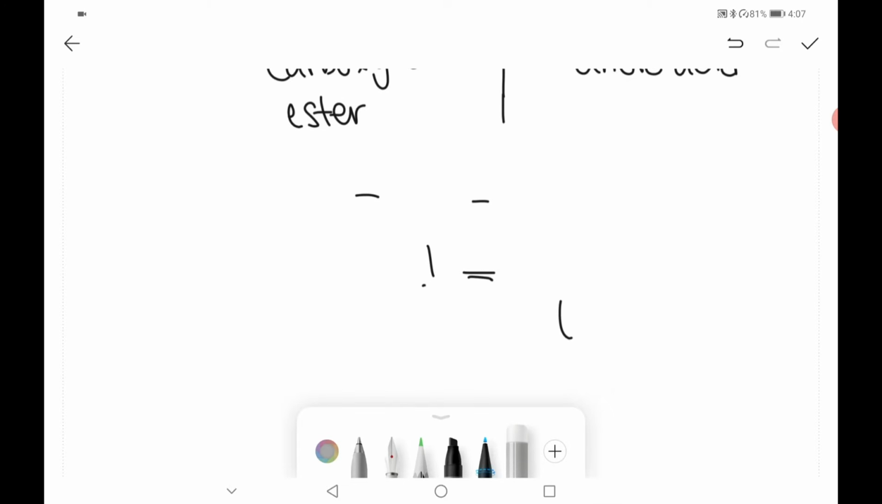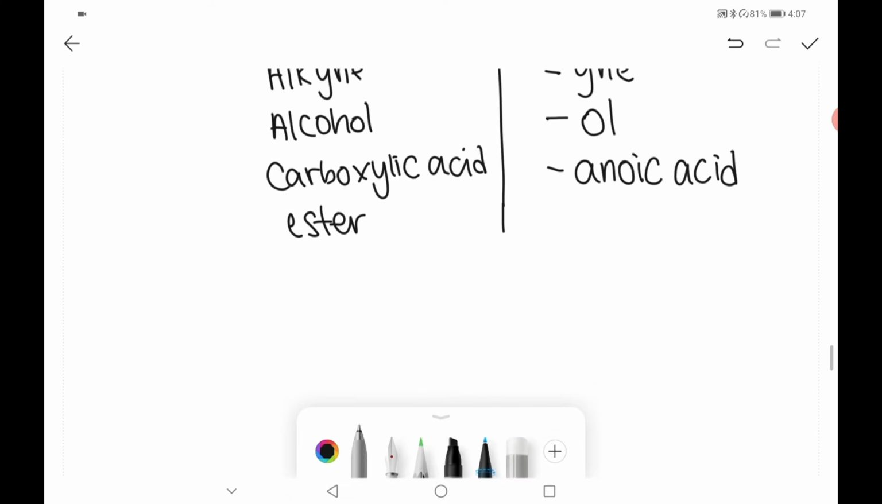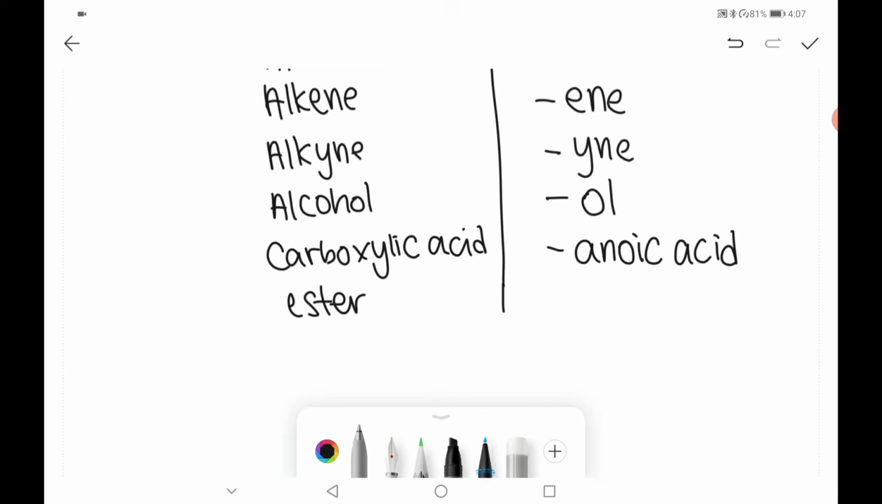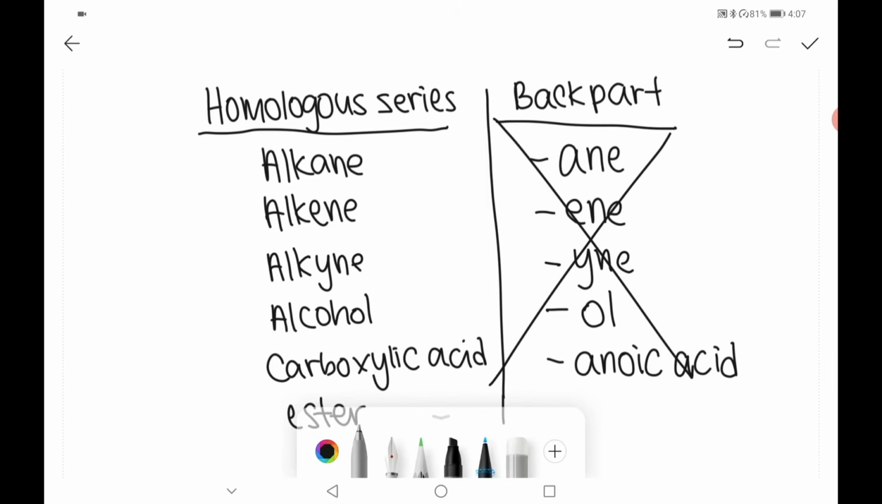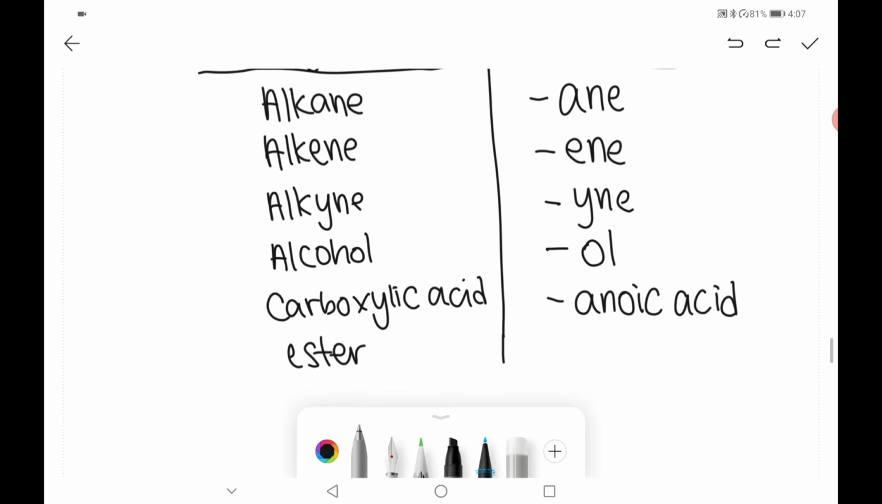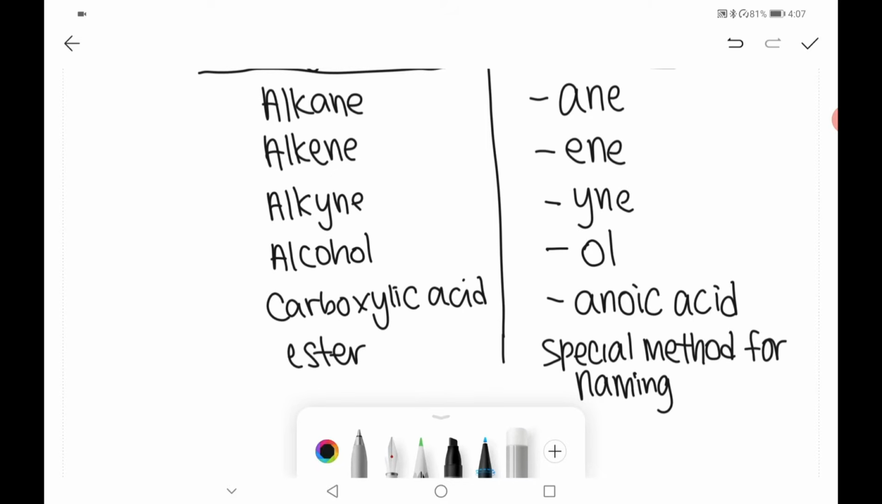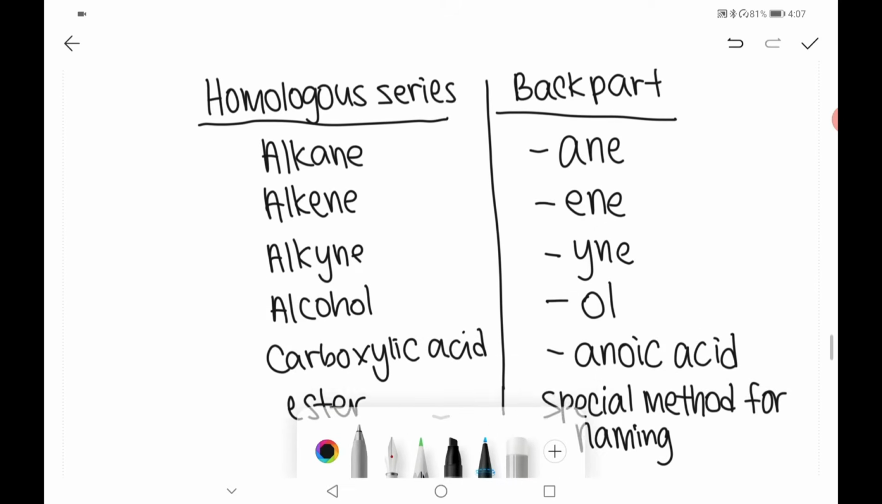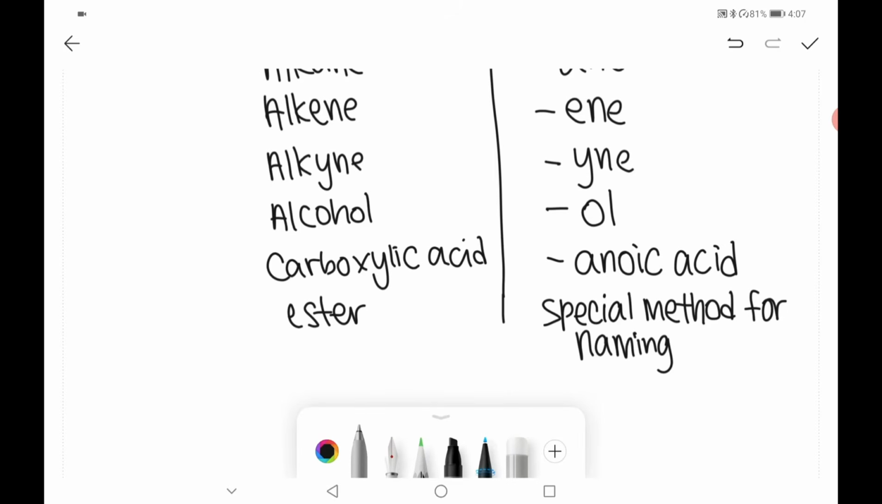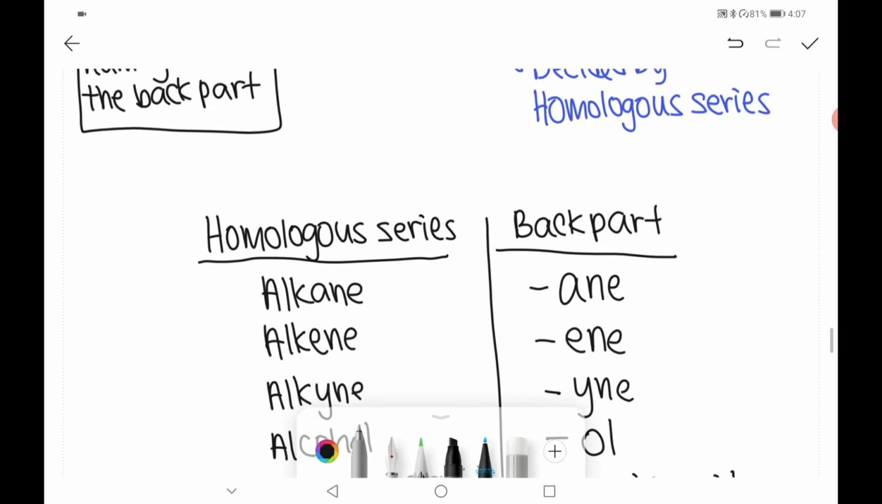The next one you need to know is the ester. For ester, you don't need to worry for now. Ester doesn't follow this system. Ester has a special method for naming, which we are not going to cover now. We will only learn how to name ester afterward, so not for this lesson. In today's lesson, no need to worry about how to name ester. Okay, let's come back.